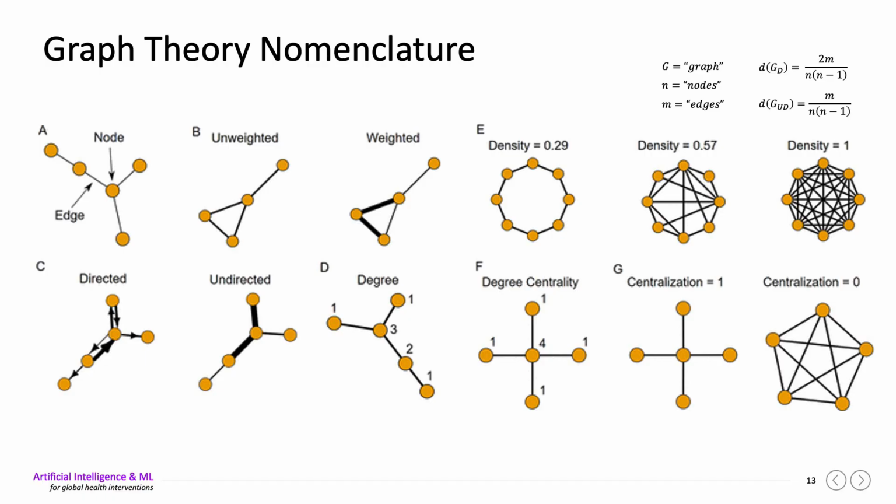Panels F and G show degree centrality and centralization, contrasting a star with centralization equal to 1 against a fully meshed graph, with centralization equal to 0. These concepts, nodes, edges, weights, direction, degree, density, and centrality, are the descriptive statistics of graphs. Let's continue building this vocabulary with different graph types.